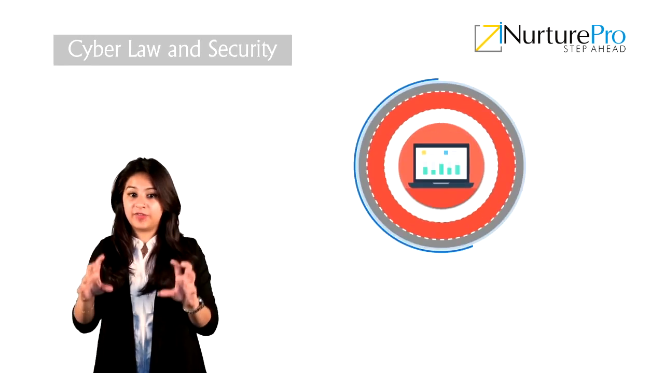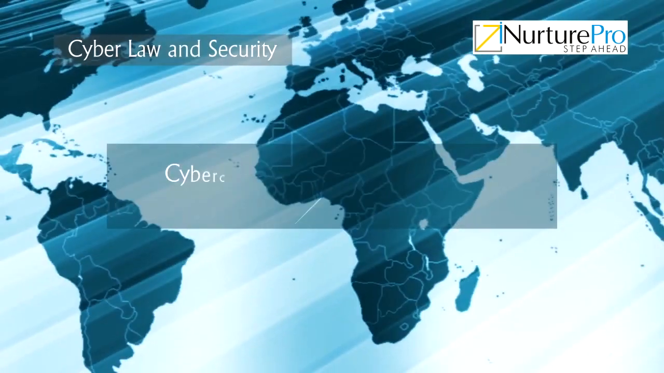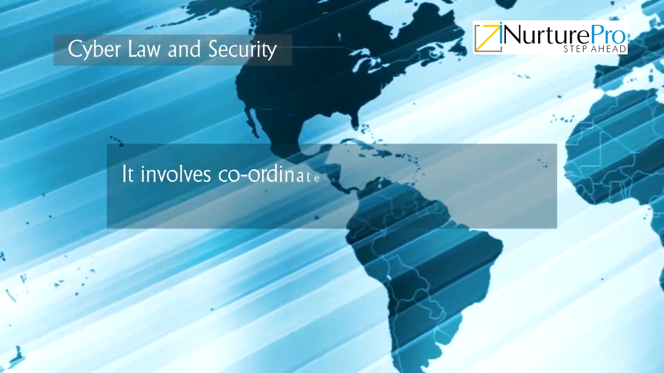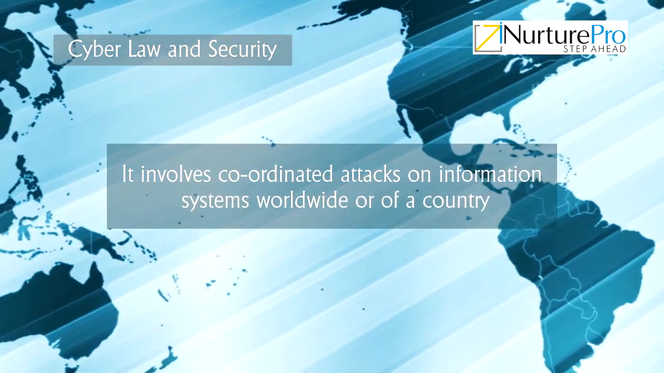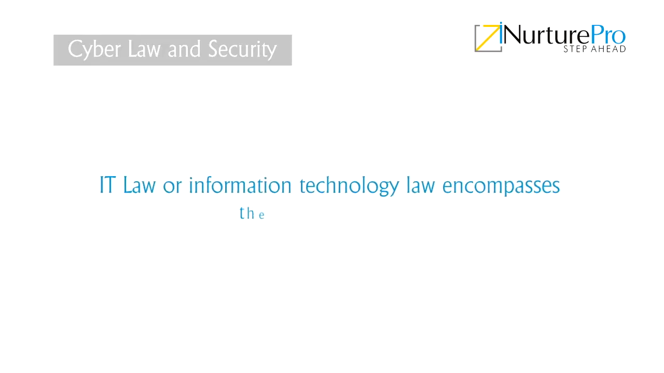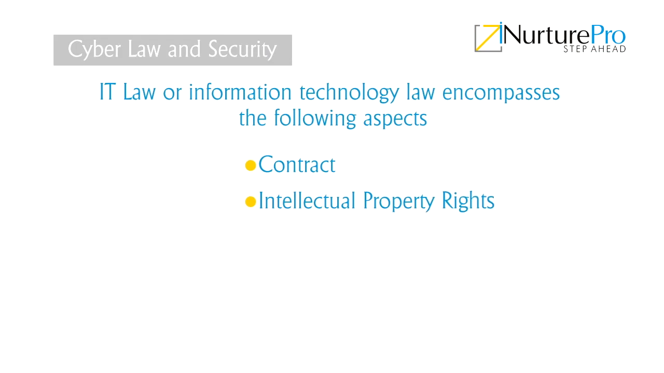We must have heard the phrase cybercrime many times. What is cybercrime? Cybercrime is the largest illegal crime network in the world. It involves coordinated attacks on information systems worldwide or of a country. IT law or information technology law encompasses the following aspects: contract, intellectual property rights, privacy, and data protection.